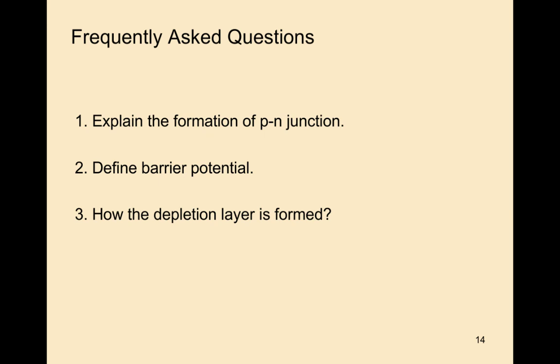So what we studied in today's class is how the p-n junction is formed. By forming this p-n junction, there are two important definitions. First one is the barrier potential and second one is the depletion region. By forming the p-n junction, we observe these two: the barrier potential and the depletion region. So how is the p-n junction formed here?